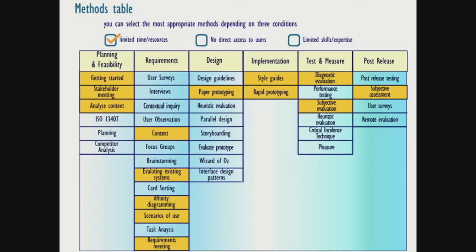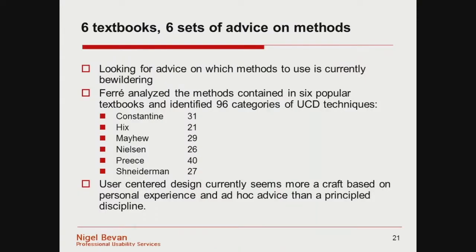So for the next European project, UsabilityNet, we came up with a slightly more sophisticated approach, with a few more methods. And with this approach, you could also say which methods are most appropriate when you have limited time, or no direct access to users, or limited skills and expertise to apply the methods. And this highlighted, on this list of methods at the planning stage, requirements, design, implementation, test and measure, and post-release, the methods most appropriate under the particular constraints you've identified at the top. But even then, it's still a rather ad hoc list of methods.